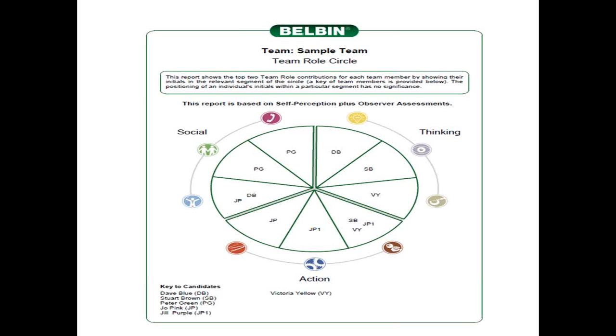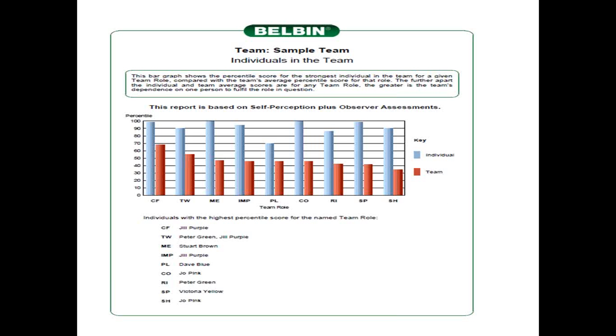Okay, so that's a quick introduction to the team roles circle. Next slide, please, Rory. Okay. This again is a visual, and it looks at the difference between the self-perception and the observer assessments. And that's quite important because if there is a straight balance between the self-perception and the observer assessments, what that will mean is that the same shows.